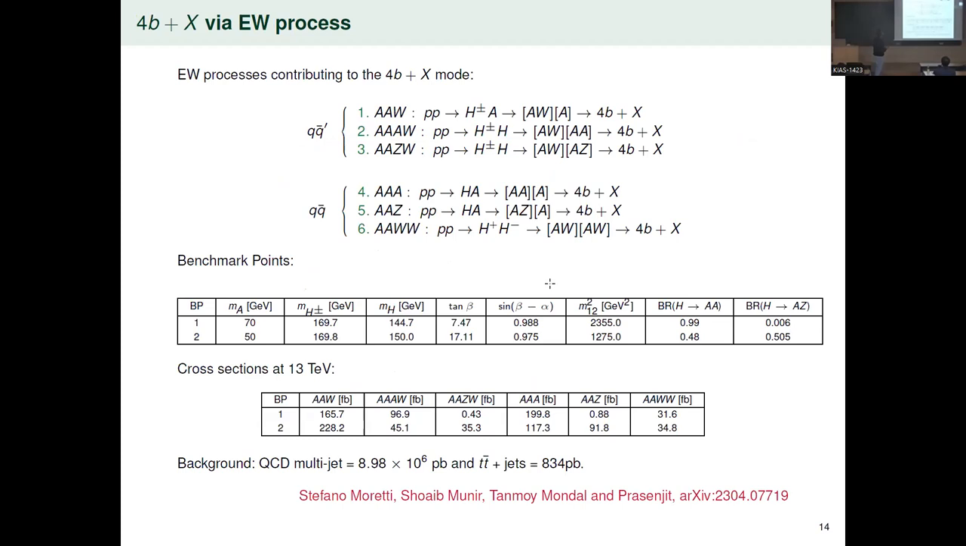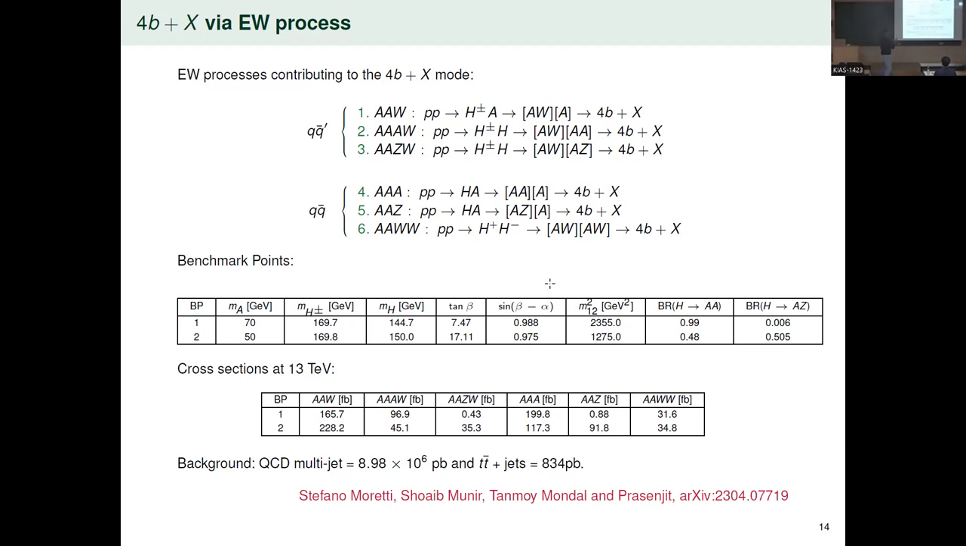Okay. So recently I did a work with Stefano Moretti, Shoaib Munir, Tanmay, and others. I studied the inclusive 4b final state, which is mediated dominantly by the electroweak process. The contributions can be divided into two parts. One is the charged final state contribution, and one is the neutral final state contribution. If we see the first three processes, the dominant contribution will come from the AAW mode. But for the contribution from the neutral state, the dominant contributions can come either from the AAA mode or from the AAV mode, depending on the branching ratio of the heavy Higgs to the pseudoscalar. In cases where the branching ratio of the heavy Higgs to the pseudoscalar is dominant, then AAA will be the dominant mode.